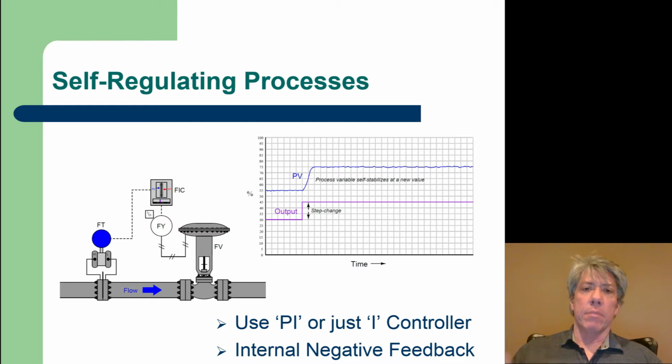Now, the key feature of a self-regulating process is that it has internal negative feedback. So there's something that prevents it from going out of control. This is a process without any control that would not just run away. It's a process that has some way of not getting worse and worse as it moves away to a new set point.